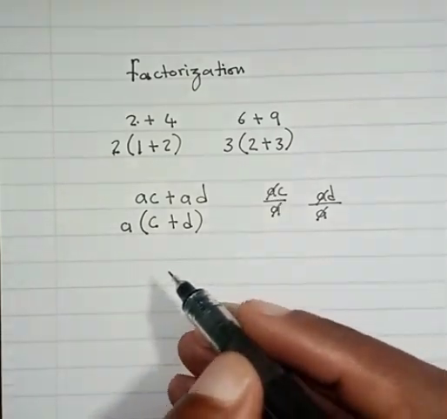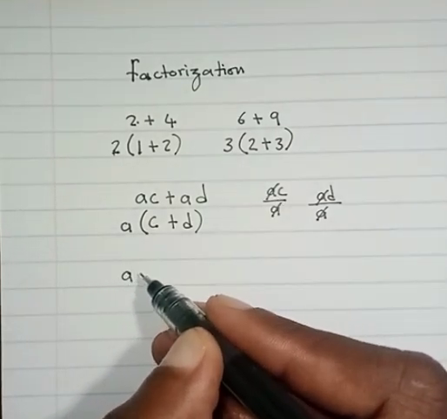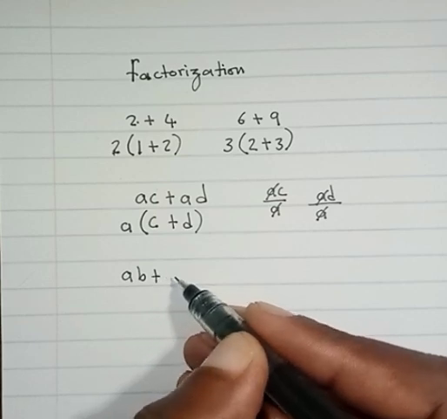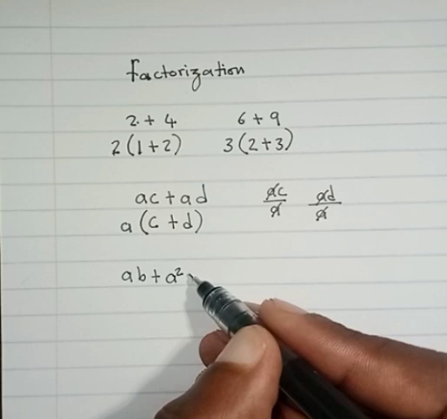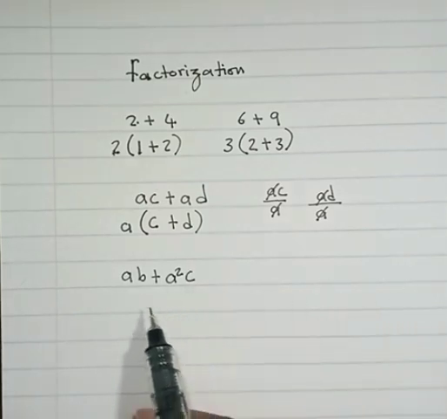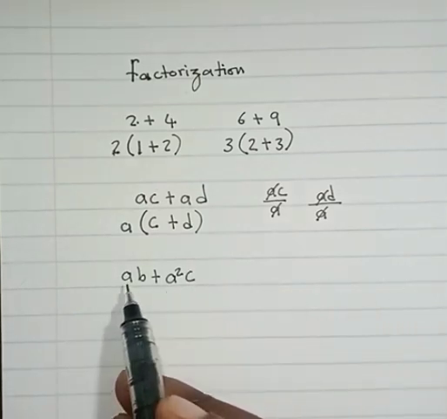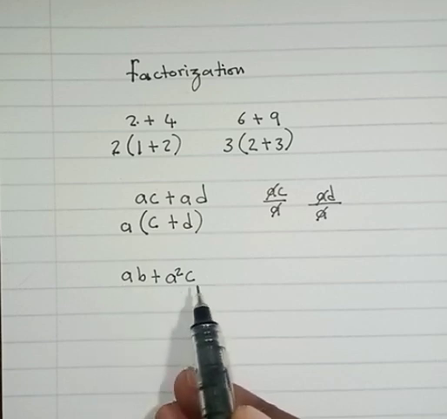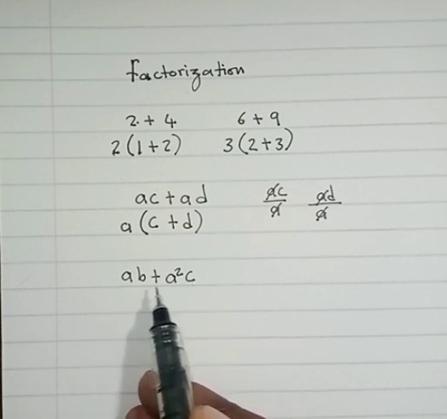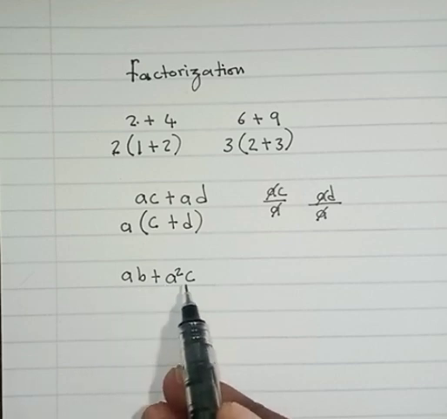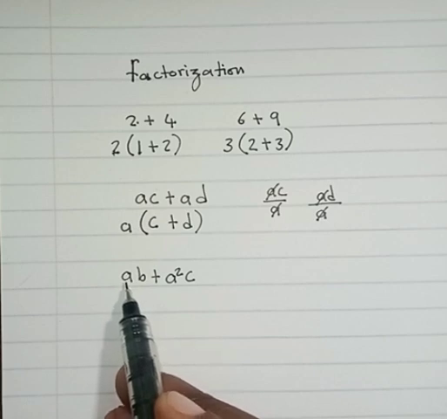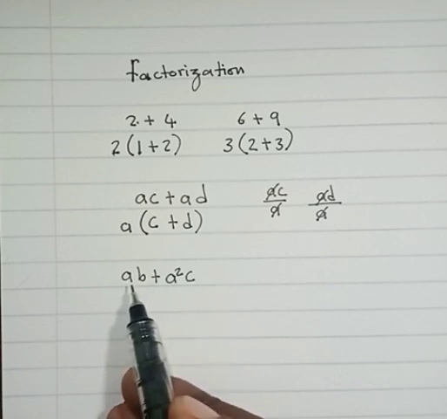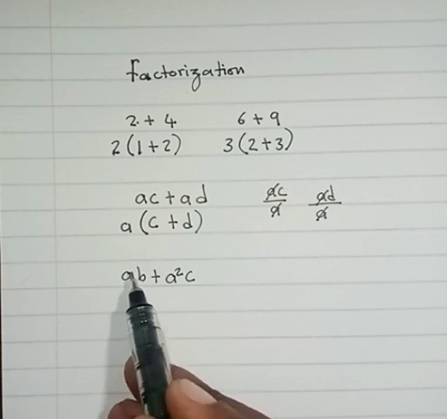The last example, we have AB plus A squared C. To factorize this expression, we look at the letter which appears on both sides. So A appears on both sides, so we have to factor out A. Now, which A are we going to get? Is it this A with power 1 or A squared? The rule is get the letter which has a smaller power. So A has a smaller power.